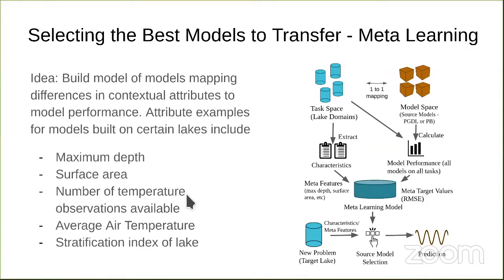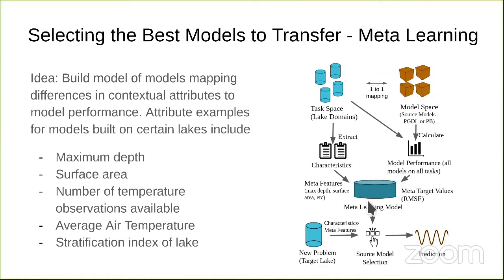So in terms of selecting the best models to transfer, we pose this as a meta-learning problem, where the idea is to build a model of models, mapping differences in contextual attributes between lake systems to model performance when you transfer a model to another lake. Attributes can include things like maximum depth, surface area, among other things. And the idea is that in the model space here on the right, we would have source models built on every well-observed lake that you would consider using as a source, and to build up the data to train the meta model.